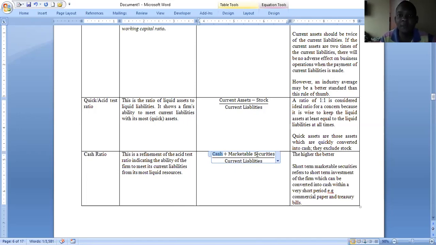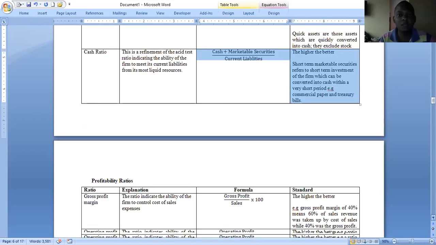But in case we have marketable securities that the business has invested in, we add the marketable securities to cash and divide them by current liabilities in order to obtain the cash ratio. Examples of marketable securities are short-term investments in stocks. You may find a business having invested in shares of other companies. These shares can easily be sold in the stock market, so they are therefore marketable securities. So a higher cash ratio indicates higher liquidity for the business. The higher the cash ratio, the more liquid the business is.